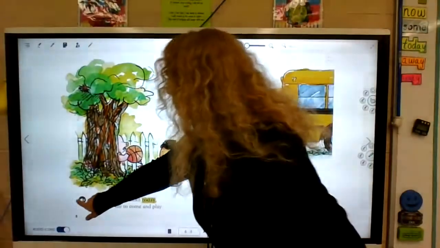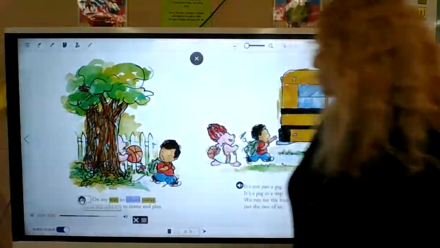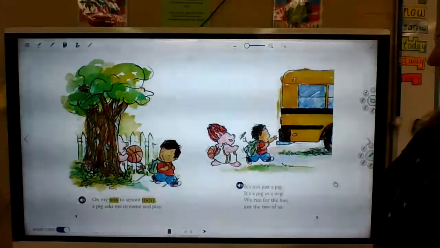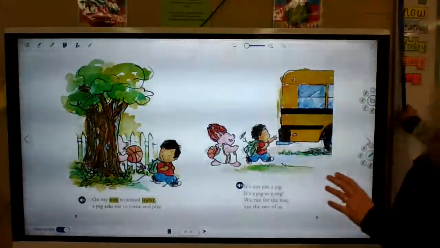Okay, here we go. On my way to school today, a pig asks me to come and play. Okay, let's read that together.